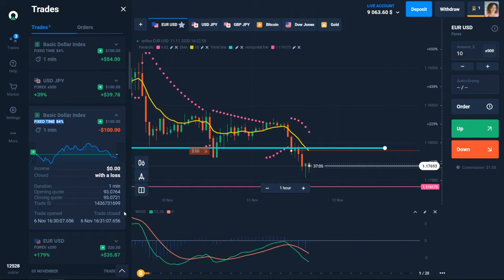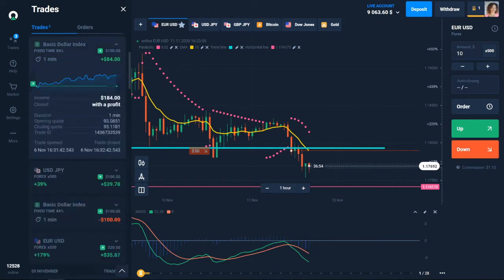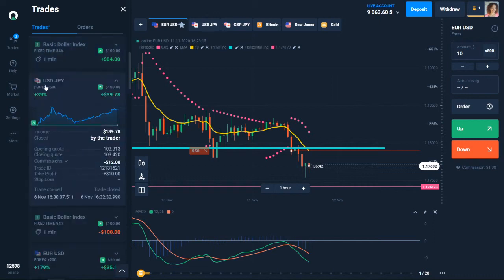Because I was waiting for the expiration of my trade, because of the volatility from my chosen trade duration. The second 1 minute trade turned into a profit, and as I was waiting for the expiration of my second trade, I gained 39% on my Forex trade using the 500 multiplier.